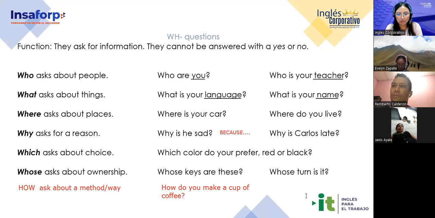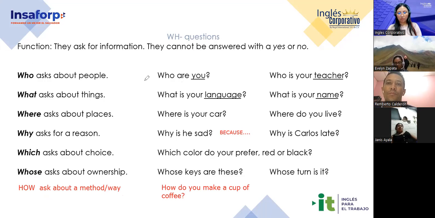Es bueno de que sepamos o las diferencias o la forma exclusiva. People, I'm going to use who. If I want to talk about things and not people, I am going to use what. If I want to ask about places, I'm going to use where. The reason why something is done, I'm going to use why. If I want to have people pick one of my choices, I'm going to use the WH word, which. If I want to know about the owner of something, ownership, a quién le pertenece, I'm going to use the expression, whose. And if I want to know about the process, the method, of how something is done, I'm going to ask by using how. Vaya, ¿qué otra pregunta se les ocurre con esta?